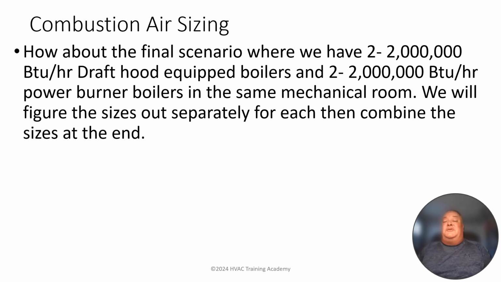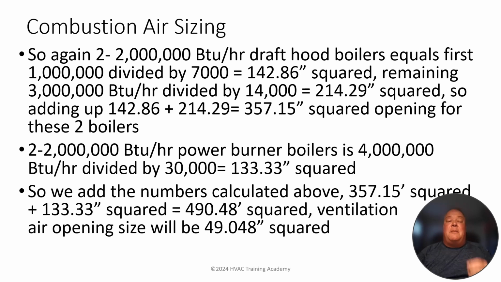So now we combine those two together. What we do is do them separately. So we have two 2 million BTU per hour draft hood equipped boilers and two 2 million BTU power burner boilers in the same mechanical room. We're going to figure them out separately and then combine the sizes at the end. So your first step, you're going to take your two 2 million natural draft boilers, the first million divided by 7,000, which is 142.86. The remaining 3 million is going to be divided by 14,000 to give you a total of 214.29 inches squared.